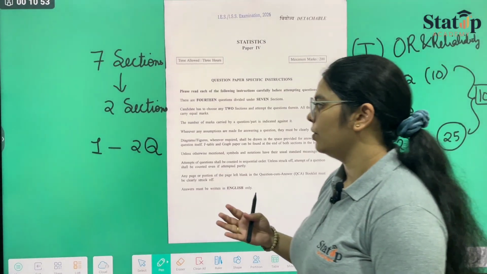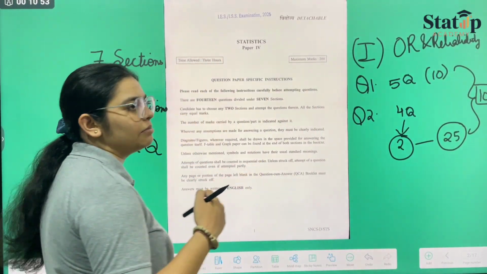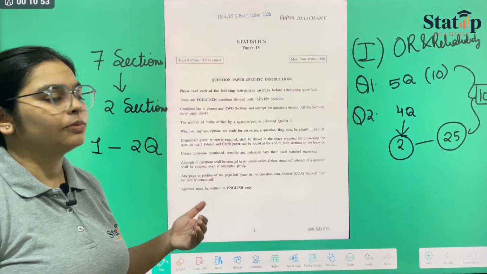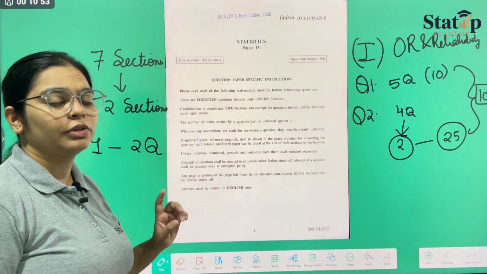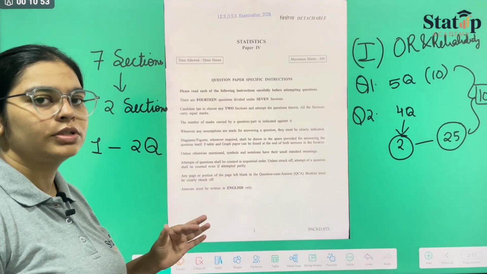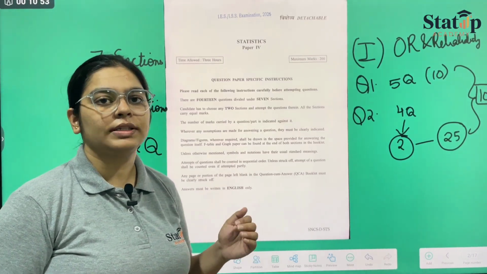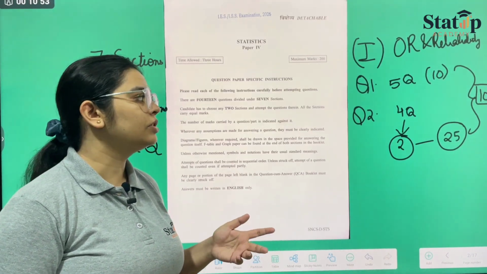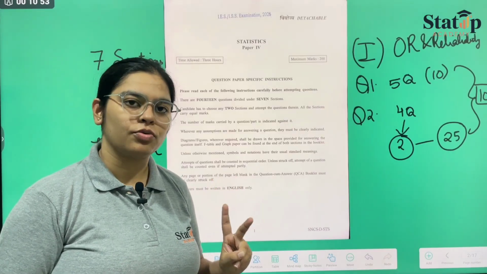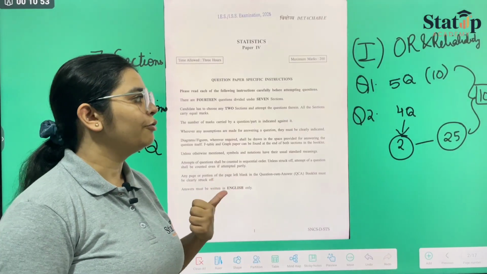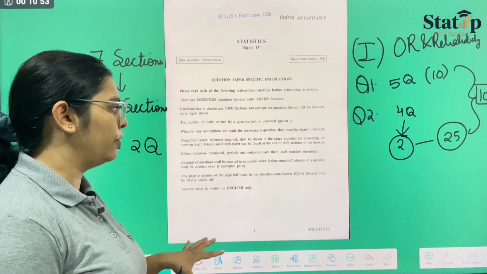This is the overview. And similarly, if you attempt the second section, then question 1 of that section includes 5 questions of 10 marks each, and question 2, the second question of that section, includes 4 questions, out of which you have to attempt only 2 of your choice, of 25 marks each. That is the overview of this paper.